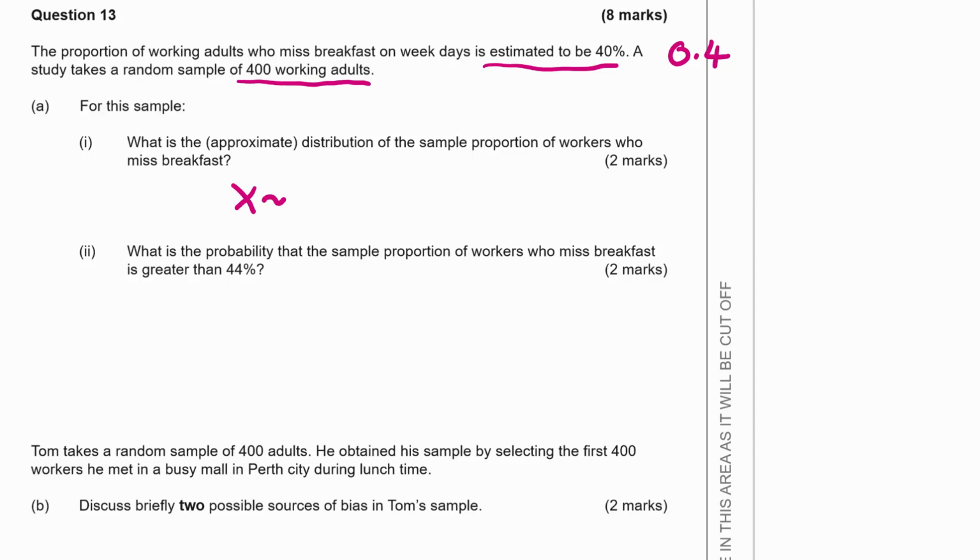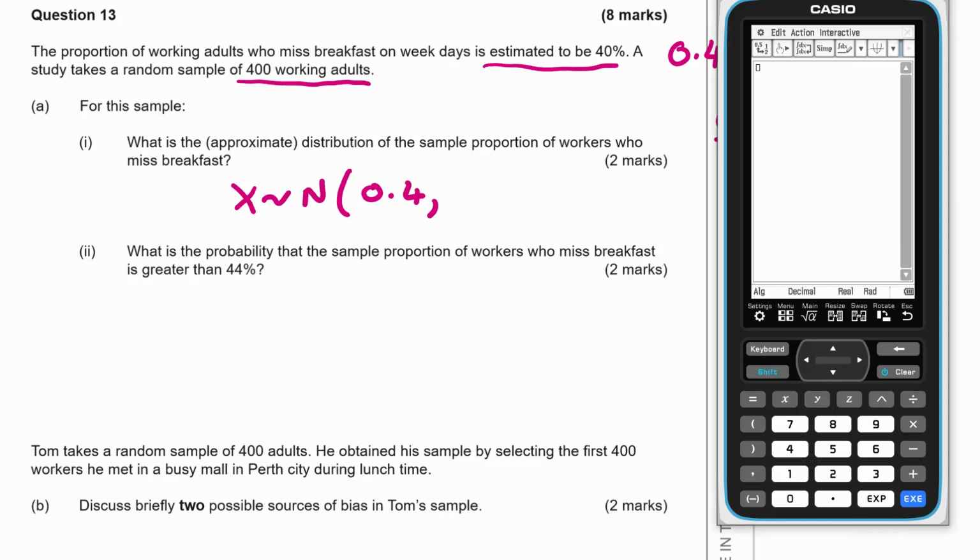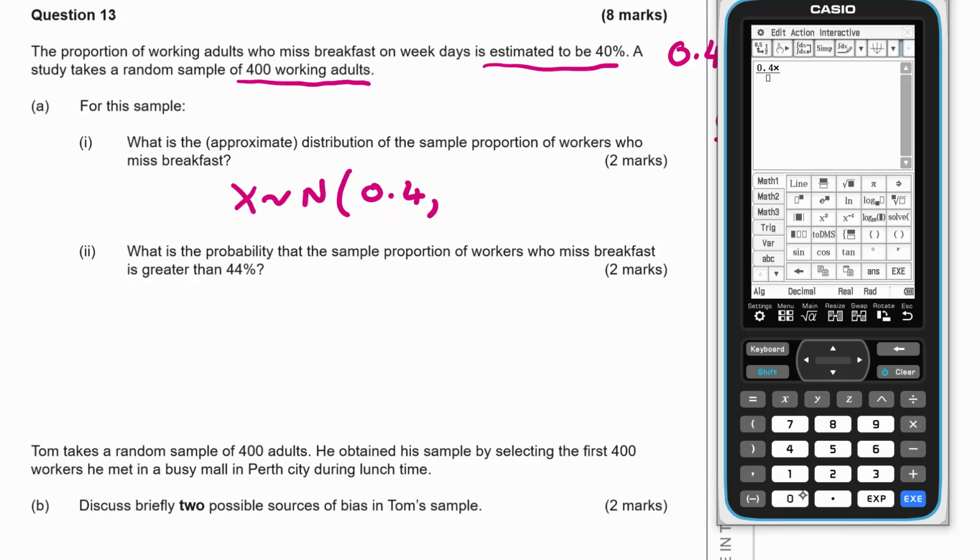So that's going to be a normal distribution with a mean of 0.4, and the variance is going to be 0.4 times 0.6 divided by 400. So we can calculate that. 0.4 times 0.6 divided by 400 is 0.0006.